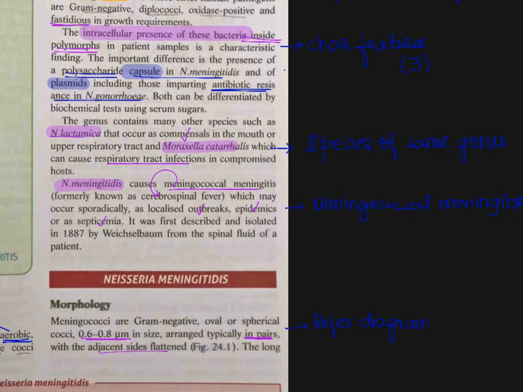Now, going to Neisseria meningitidis morphology, it is a very small bacterium, approximately 0.6 to 0.8 micrometer in size. It usually occurs in pairs, that's why it is called a diplococcus, and its adjacent sides are flattened.